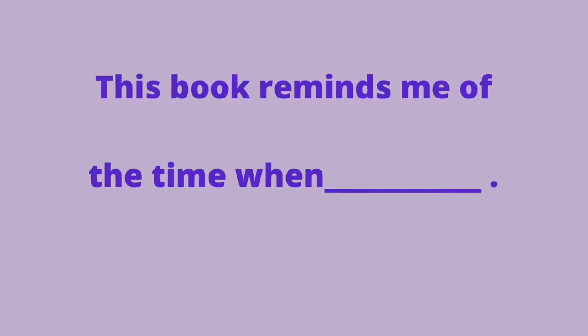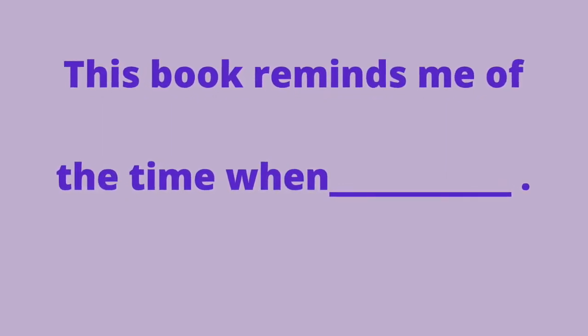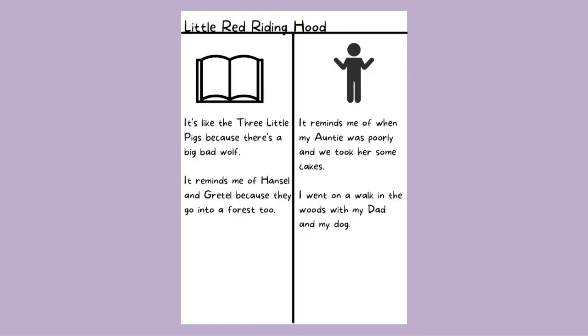And again we use stem sentences. This reminds me of a time when, and they fill that bit in. Children can have a go at this in their reading diaries if they want to. They can write the title of the book that they've read at the top, and then they can divide the page in half with a little picture of a book and a stick man, and that means links with another book and links with me. Then they can jot down some ideas or draw pictures of the links that they've made with the book. So that's our new game, Think of a Link.